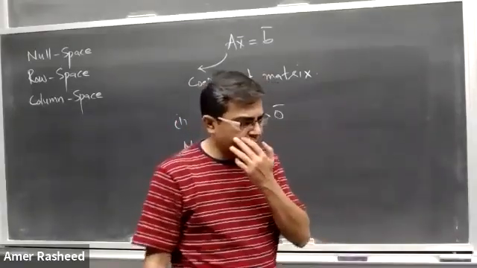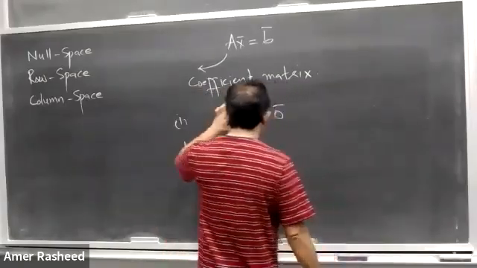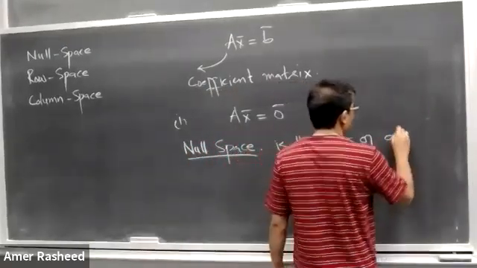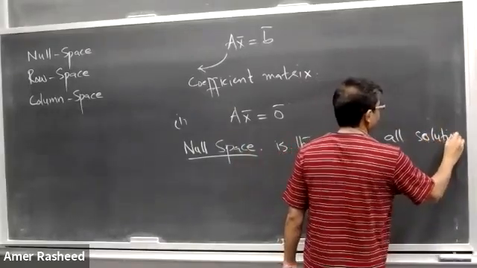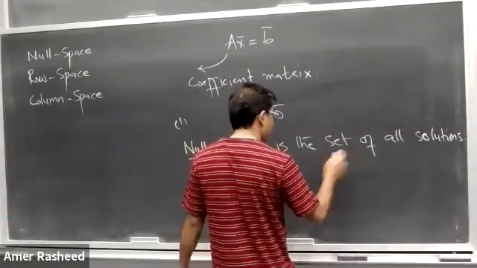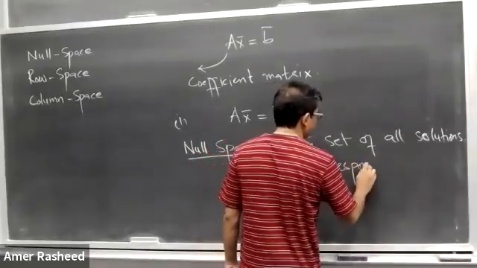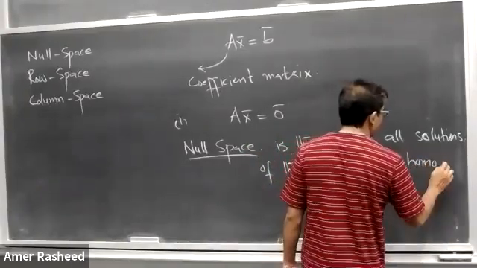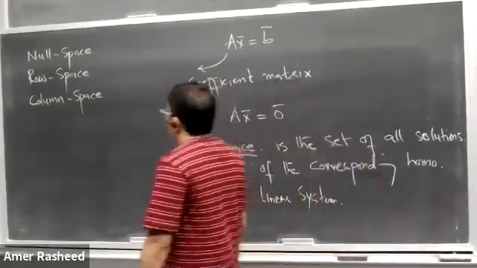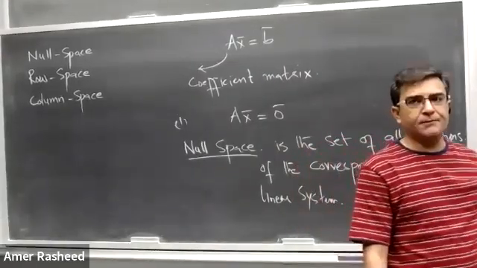So the null space is what? It is the set of all solutions of the corresponding homogeneous linear system. So first, we shall discuss the null space and its basis and dimension.